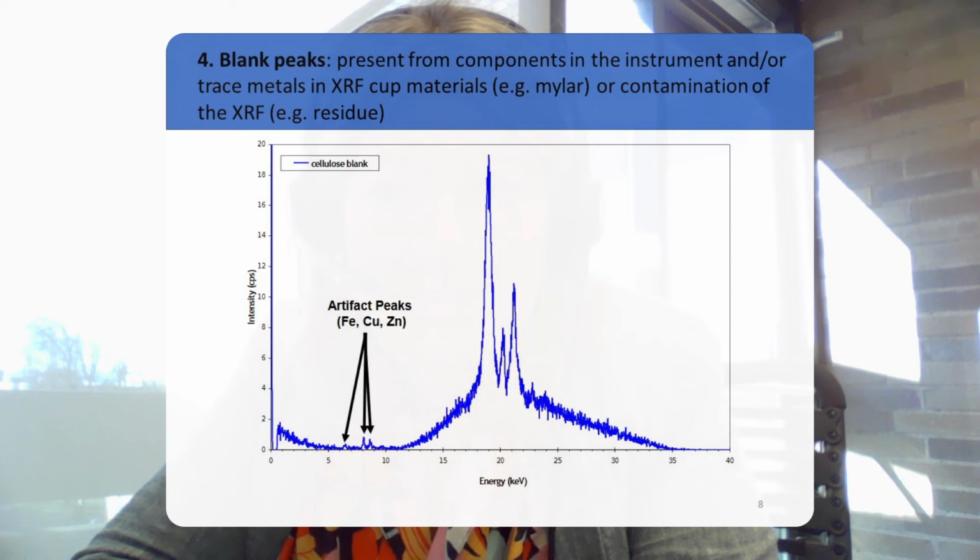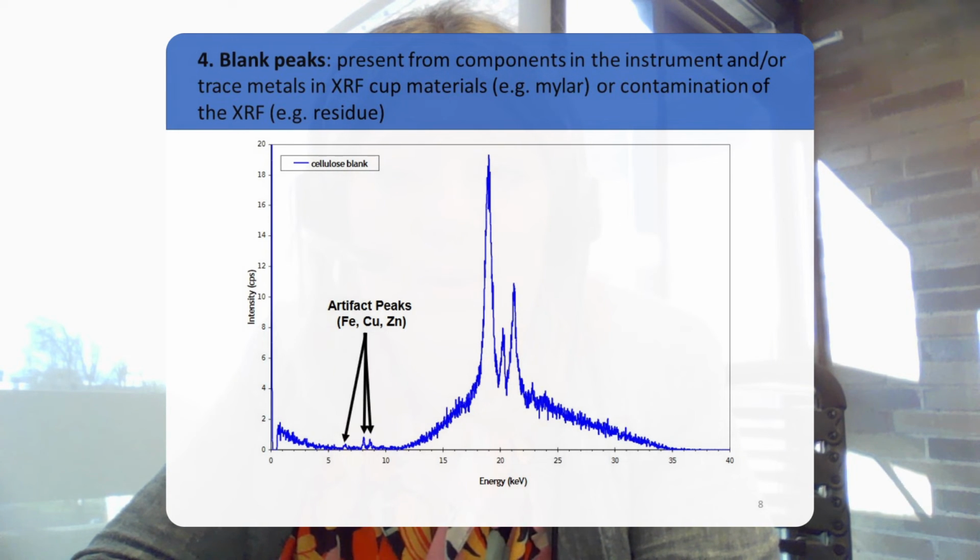Four, blank peaks. If you collect an XRF spectrum of air, you will see a number of peaks from different components of the instrument. Of course, instrument manufacturers try to design their instruments to minimize so-called blank peaks. It is good practice to collect a blank spectrum once you have set up your instrument with the filter, tube voltage, and current that you plan to use.